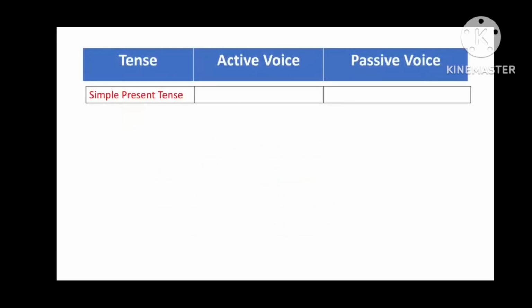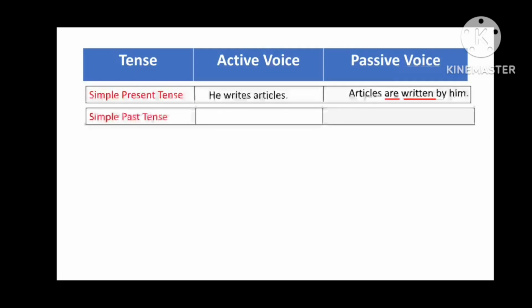In simple present tense, let's take a sentence. He writes articles. In its passive voice, it will be articles are written by him, where are is the form of be and written is the past participle form of verb writes. Next example, simple past tense. In simple past tense it will become he wrote articles. Passive conversion will be articles were written by him, where were is the form of be and written is the past participle form of write.